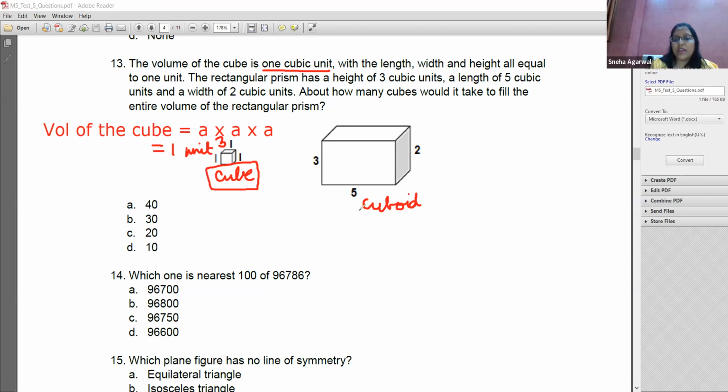This is the rectangular prism, which is just a cuboid. Again, they have mentioned the length, width and height. What you have to do is find out how many cubes can fit in this rectangular prism. So let's first find out the volume of the cuboid. Does anyone have any idea what the volume of a cuboid is?